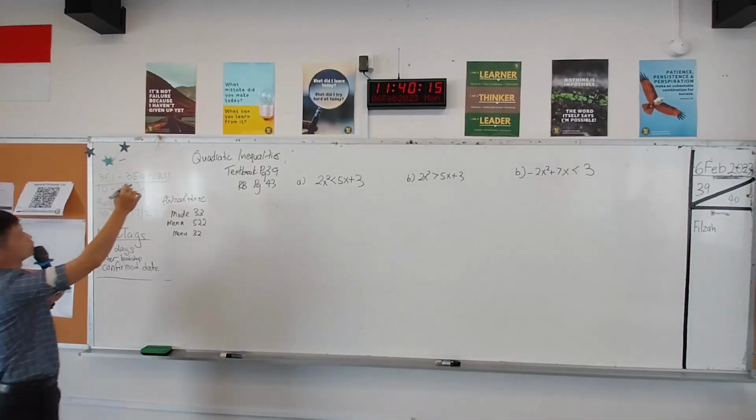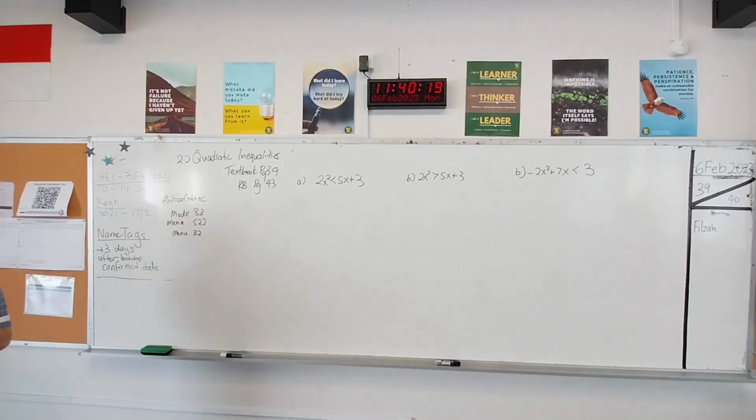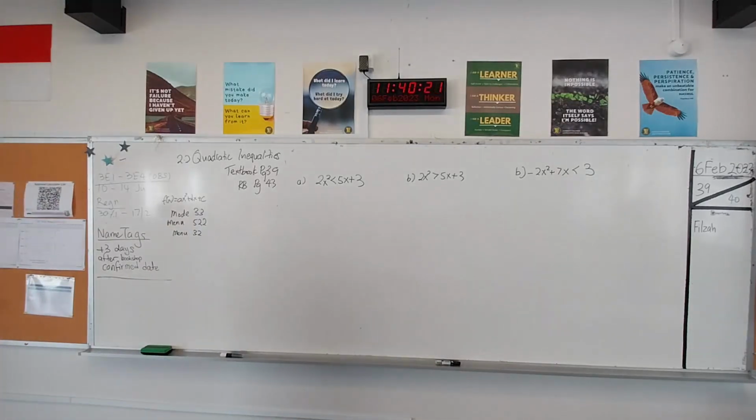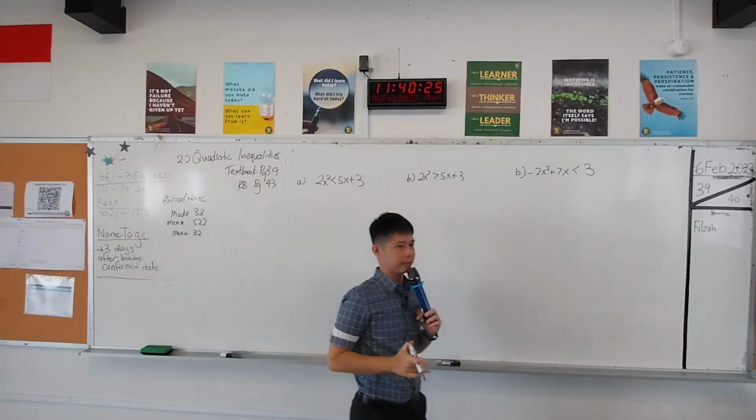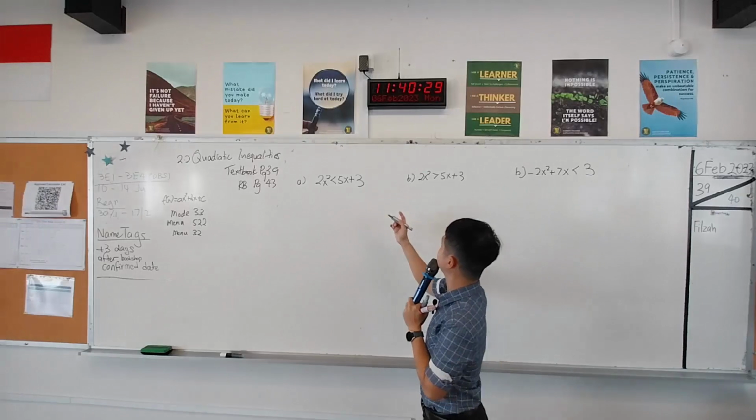Okay, so today we're going to touch on the second part of your chapter 2. The first part was simultaneous equations, right? So now we jump to 2.2, which is quadratic inequalities. But first we need to solve this like normal quadratic equations. So there are two ways to do it.